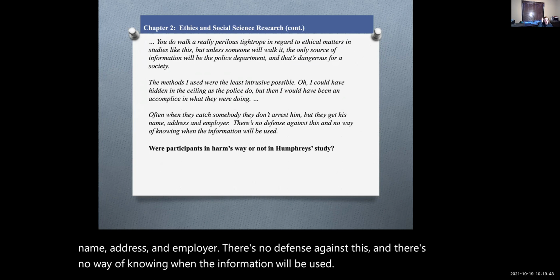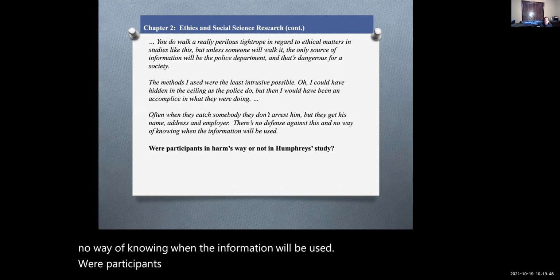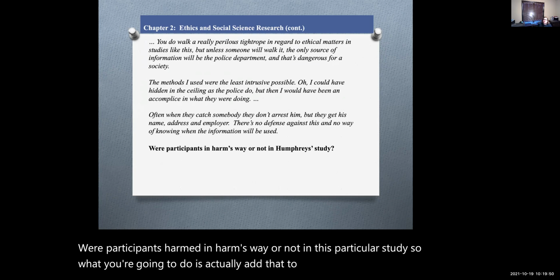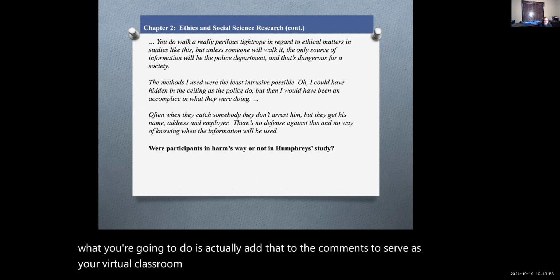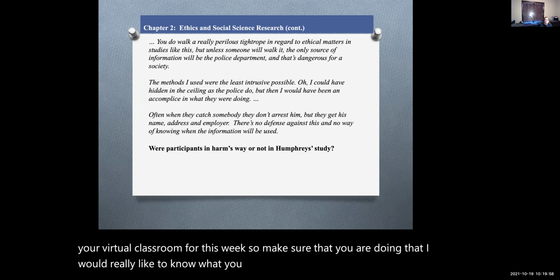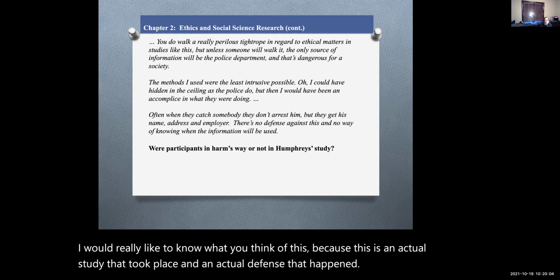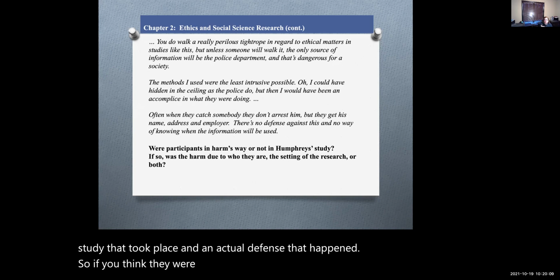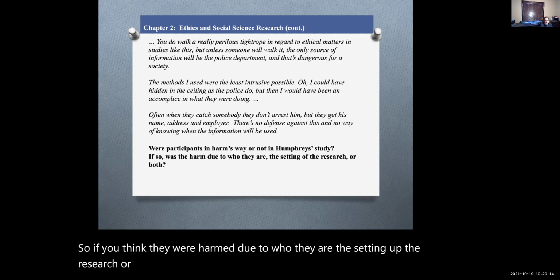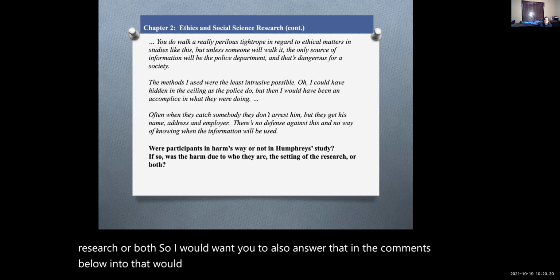Were participants in harm's way or not in this particular study? What you're going to do is add that to the comments, which serve as your virtual classroom for this week. I would really like to know what you think of this, because this is an actual study that took place and an actual defense that happened. If you think they were harmed due to who they are, the setting of the research, or both, I would want you to also answer that in the comments below, and that would serve as your virtual classroom for this week.